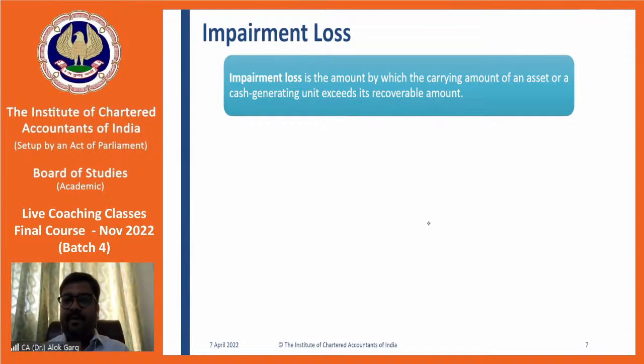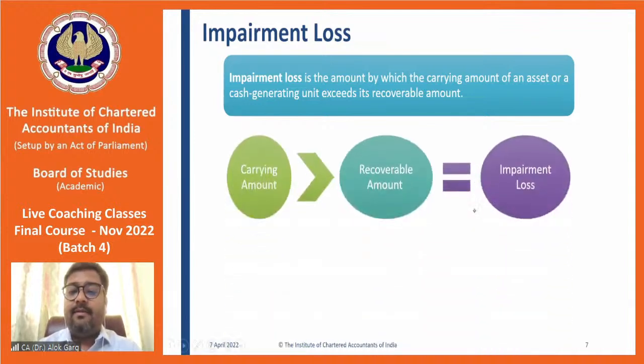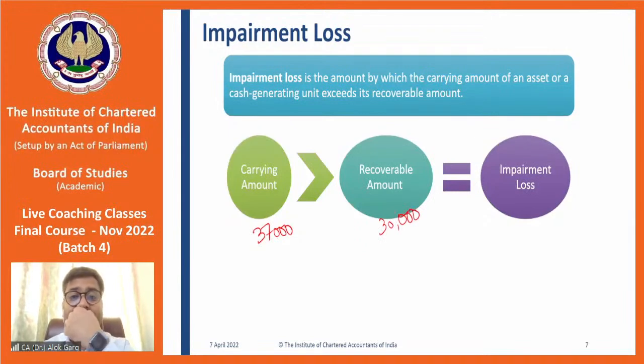Okay, friends, is it clear to everyone? So impairment loss is the amount by which the carrying amount of an asset or cash generating unit exceeds its recoverable value. In this case, if I talk about the difference between 37,000 and 30,000, what is this? My carrying amount was 37,000. My recoverable value, market value, was 30,000. Of course my carrying amount is greater than my recoverable amount, my market value. So it means there is an impairment loss of 7,000 rupees, right? The impairment loss is for 7,000 rupees.